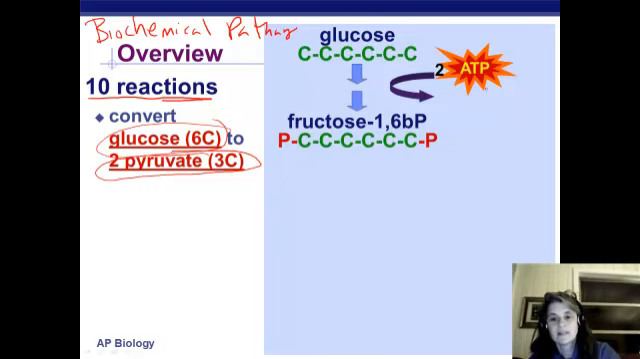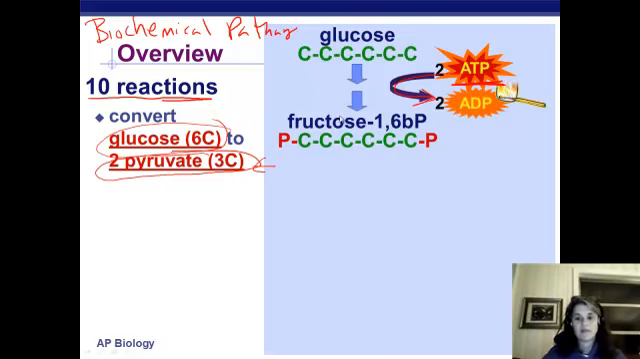Oddly, some of these steps are actually going to cost us ATP. We're going to have to invest ATP to do some of these things that we need to do to get to this point. This is only getting us part of the way there. We have to invest ATP to do that. Okay?